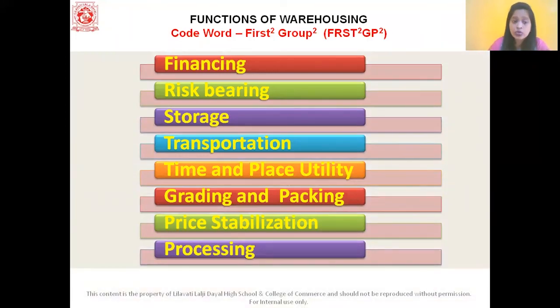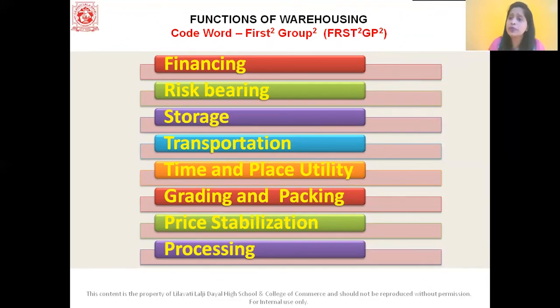Now students, we shall see what are the functions of warehousing. Again, students, this answer is very, very important from the examination point of view. So let's study the functions of warehousing now. First function is financing. In financing, if you want loans, loans can be raised from the warehouse, where goods can be kept as security for a loan.